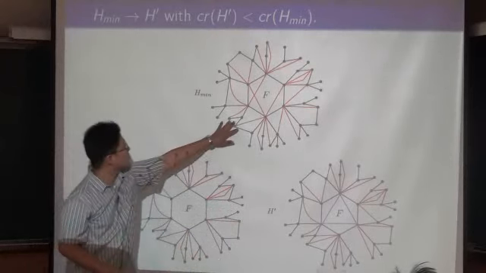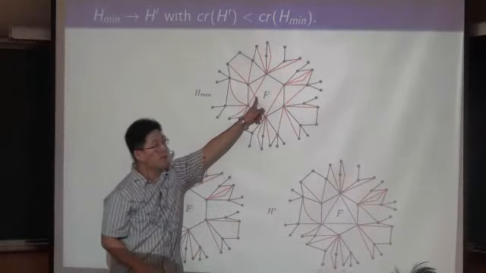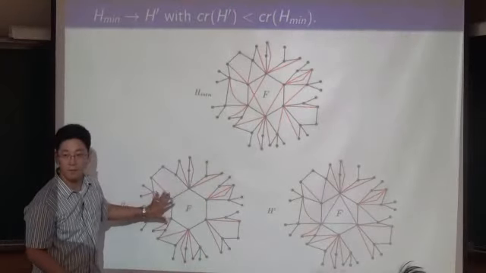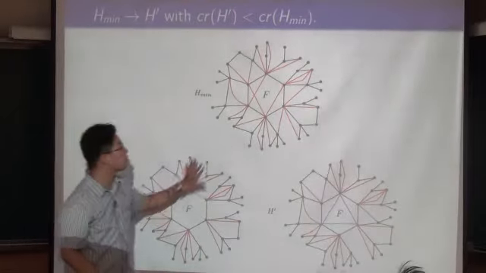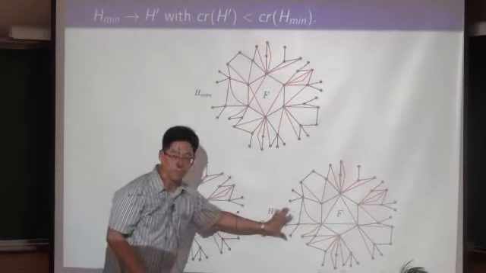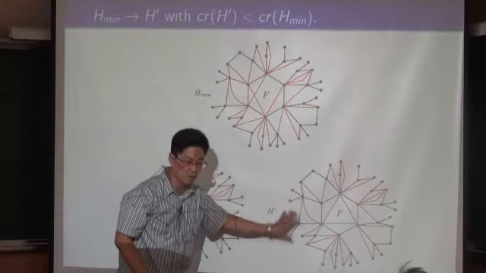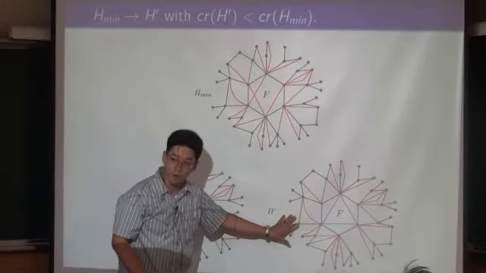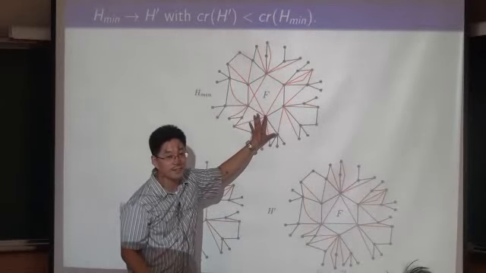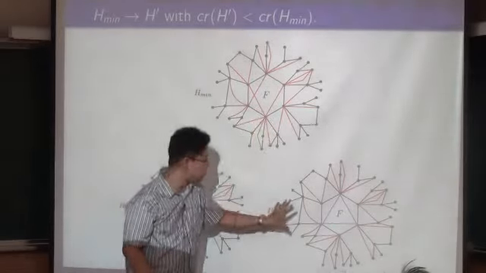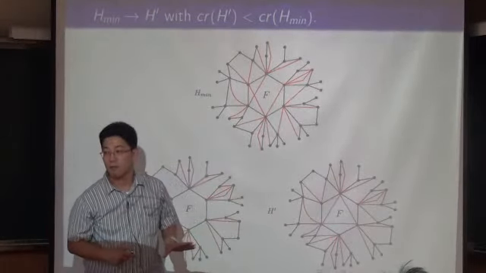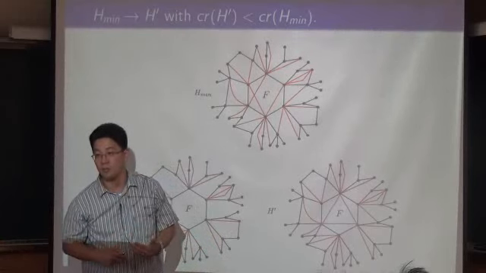But what about this? We remove the one edge crossing here, right? So the crossing number of this graph will be smaller than the crossing number of H min, right? So the crossing number of H prime will be smaller than the crossing number of H min. And also H prime is in F(G), right? So this gives us a contradiction, right?